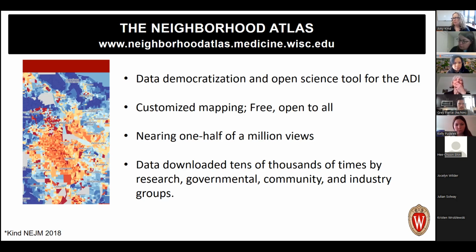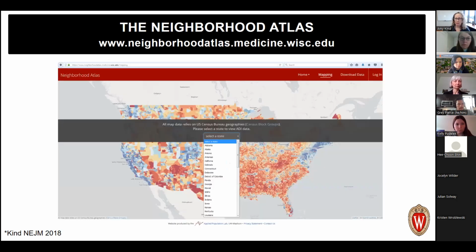What we found is that it's been very popular. It allows for customized mapping interface, so anyone, kind of like Google Maps. It's free, it's open to anyone. At this point, we've had nearly 500,000 views and we're having about 1,000 downloads a week. About 50% of our downloads are outside of the academic sphere. They're going to industry, government, health systems, community groups. And this is kind of what the Atlas looks like.